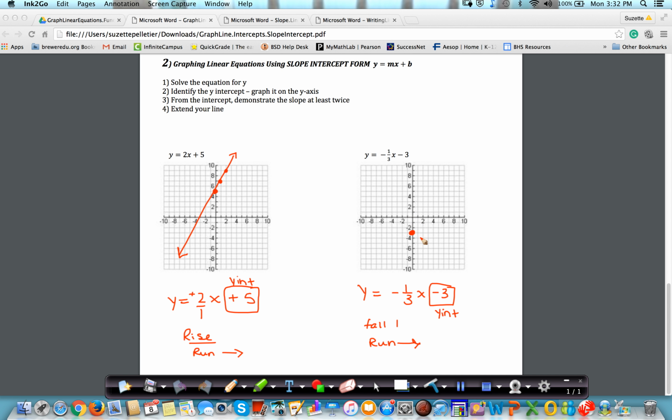Down 1, run 3. And we're going to have a conversation about slope soon, and so we'll do a little more practice with this. It's negative, so we're going to go down 1 and run 1, 2, 3. Do it again. Down 1 and run 1, 2, 3. And so I would agree that that line is going down 1 and running 3. So it has a slope of -1/3. And so use a ruler and go ahead and connect those. There's your linear equation.